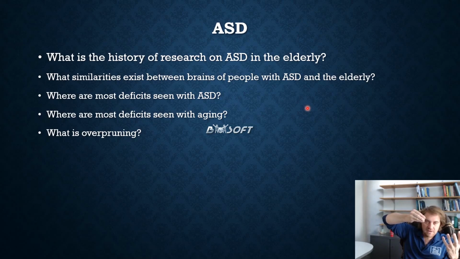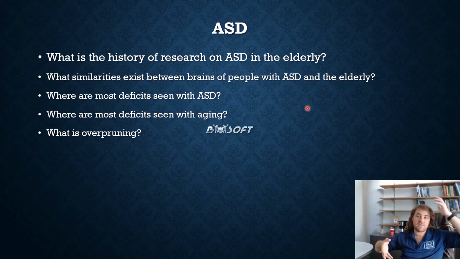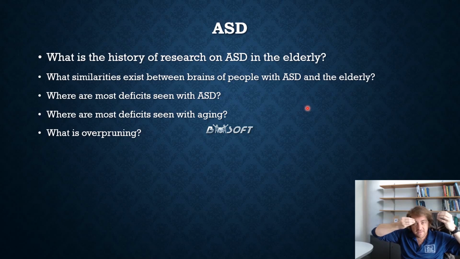You see a lot of deficits in people with autism in the frontal lobe. As people age, you see more deficits in the frontal lobe. And so it's possible then that as people with ASD age, you have a much larger problem in the frontal lobe.